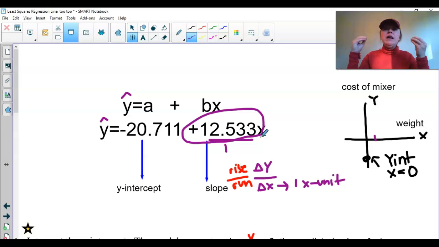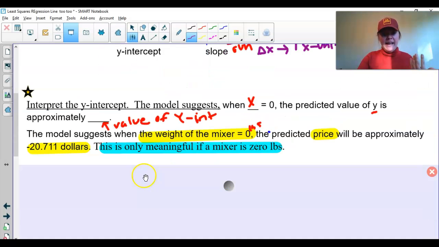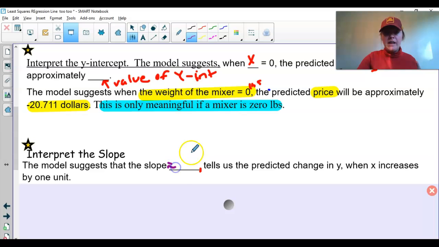Let's get that down, something that we can write about, not just talk about. So I'll give you a template like I did before, and then we'll write it in context. The model suggests that the slope is equal to approximately blank. This is where you're going to put the value of the slope.